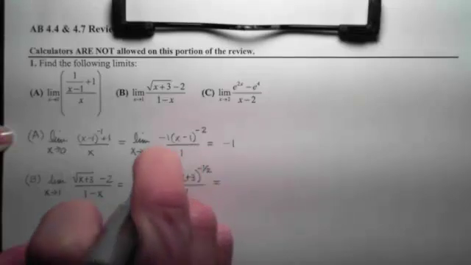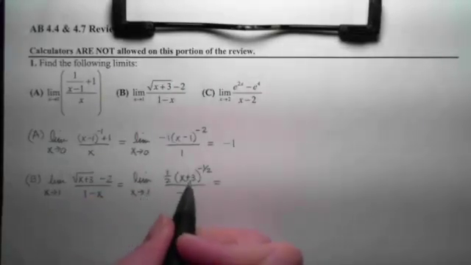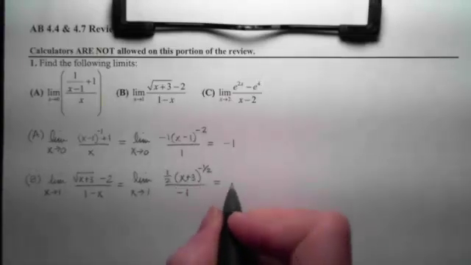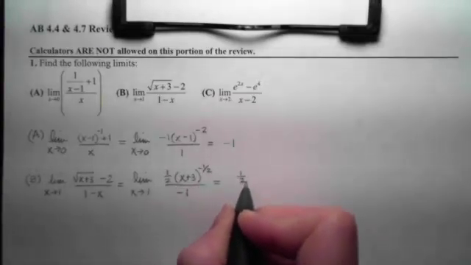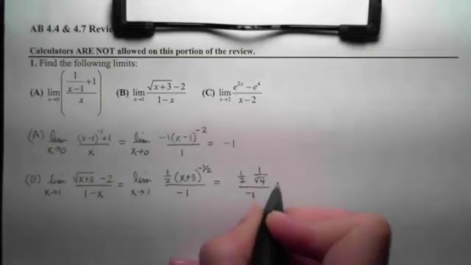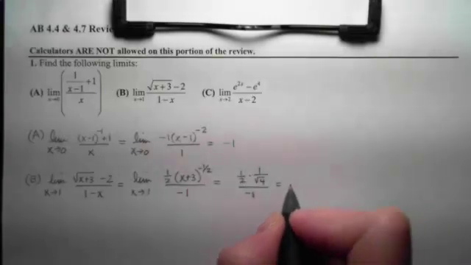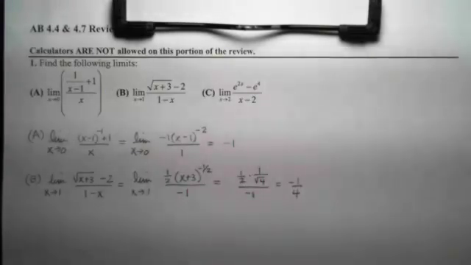Oops, sorry, that should be a 1. So if I plug in a 1, that's a 4 to the negative 1/2. That's the same as a 1 over the square root of 4. So if I multiply this out, I get a 1/2 times a 1/2 all over a negative 1 gives me a negative 1/4. Lastly, part C.